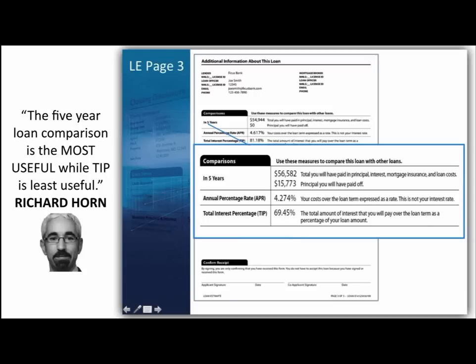How to describe it to a consumer, I think you want to achieve two things. One is explain the concept to them, that this basically totals up every single interest payment that they'll pay over the 30-year loan term, or whatever loan term you're presenting to a consumer, and then adds up that huge number and divides it by the principal amount. That's a good way to describe it to a consumer.